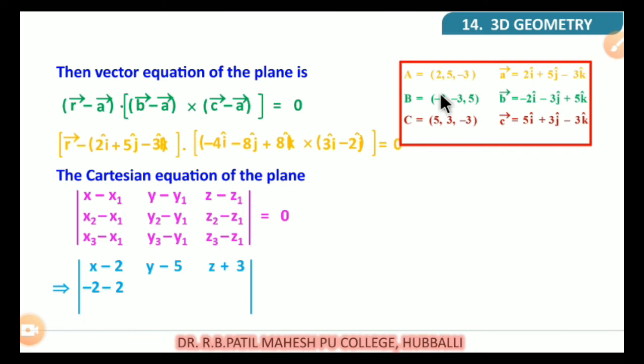Next, x2 minus 2 is minus 2 minus 2 here, so next minus 3 minus 5, next 5 minus of minus 3 is 5 plus 3. Next, in the third row, x3 minus x1 means 5 minus of minus 2, minus 2 means it is 5 minus 2, and 3 minus 5, and next minus 3 minus of minus 3, so that is minus 3 plus 3, which is equal to 0.